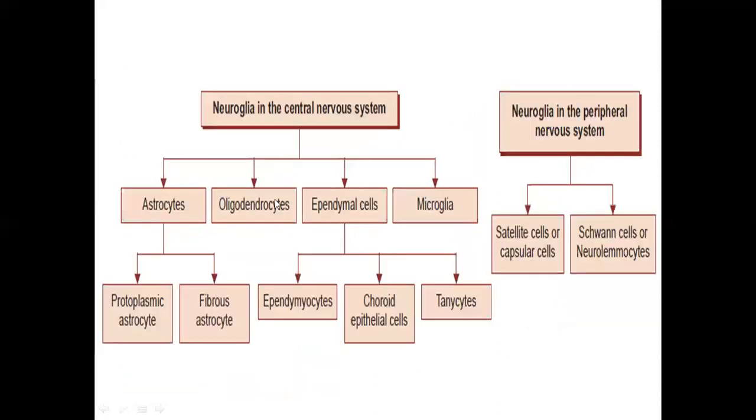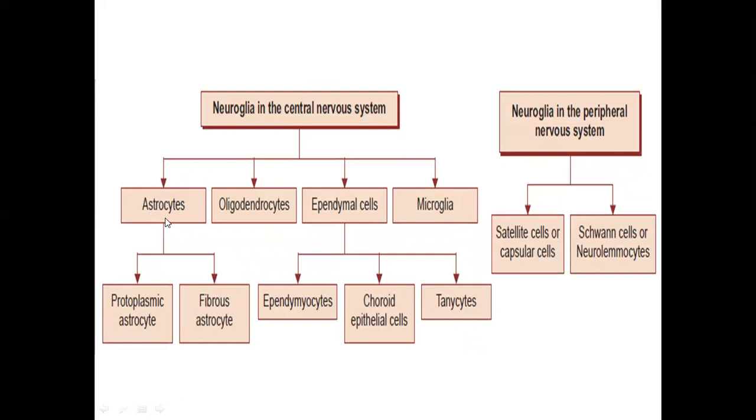Now the supporting cells, I said we have neuroglia. The details of neuroglia have been discussed in general anatomy classes. Kindly go back and review the class so that you will know the details of all these cells, which are the supporting cells of the CNS.